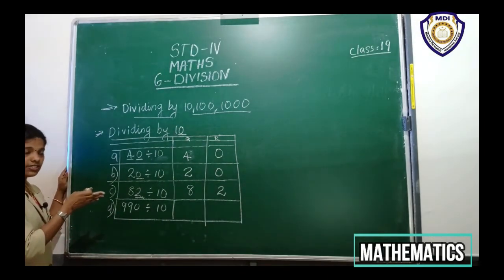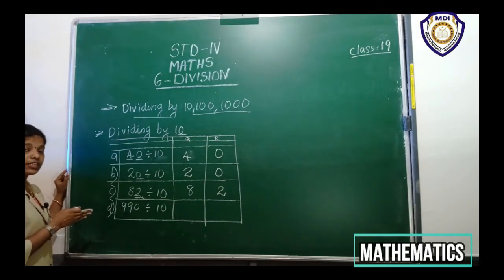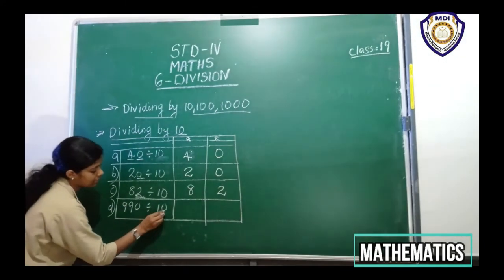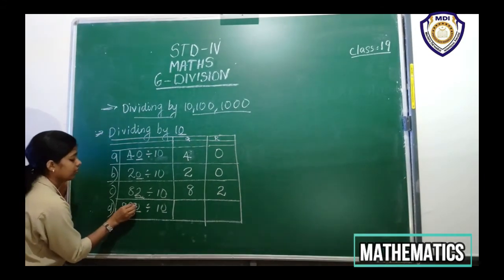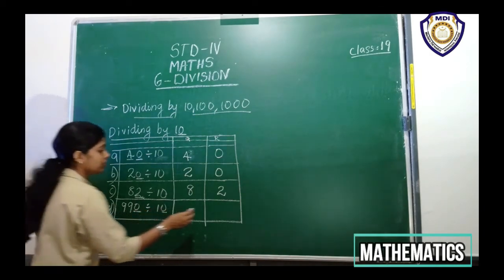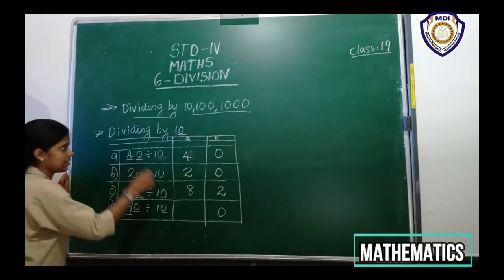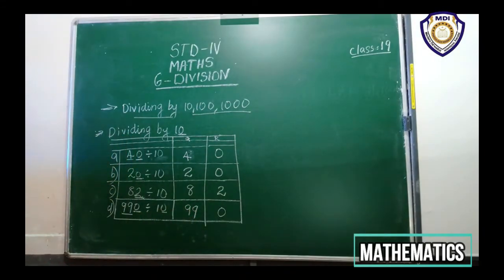Write it. 40 divided by 10, 20 divided by 10, 82 divided by 10. Then the last one is 990 divided by 10. In tens, only 1 zero. We are taking only the last digit, the ones place digit. Write 0 here. Then the remaining number, 99, is the quotient. Write it.